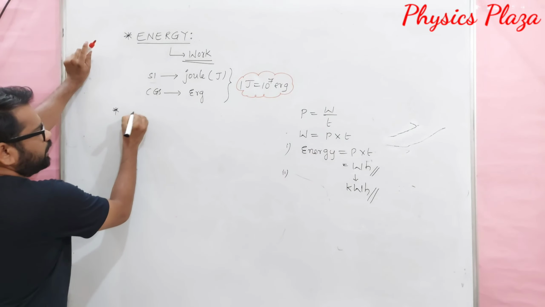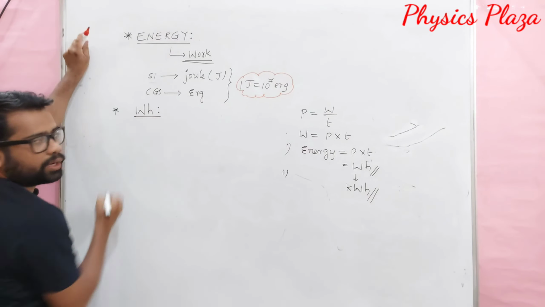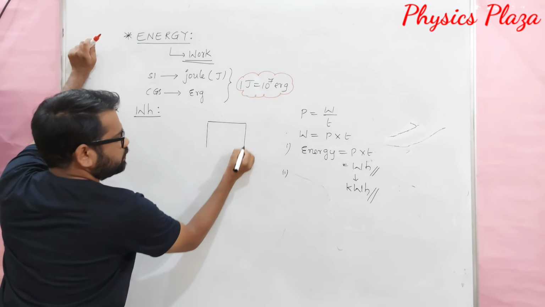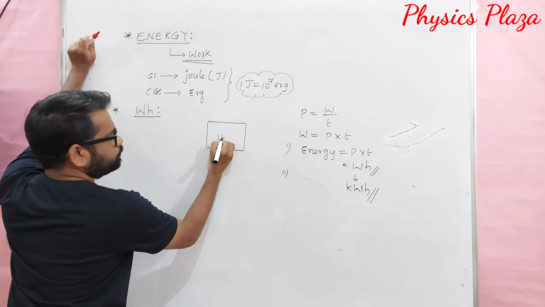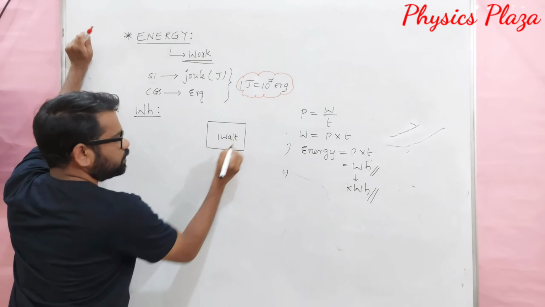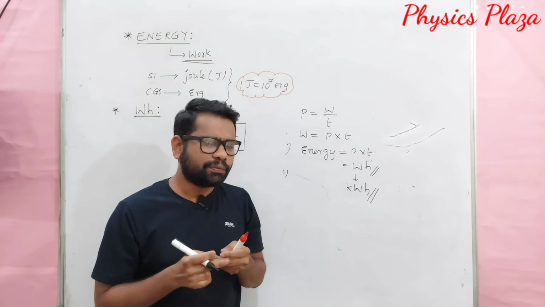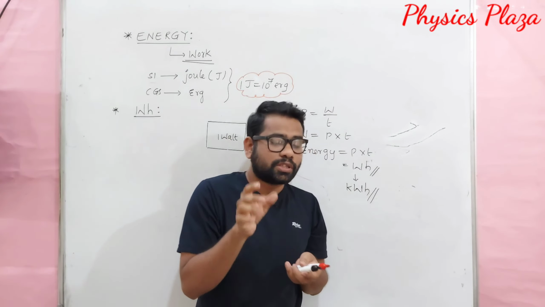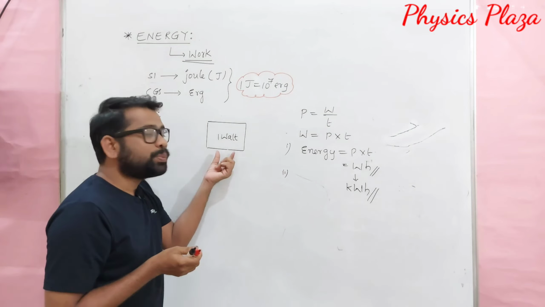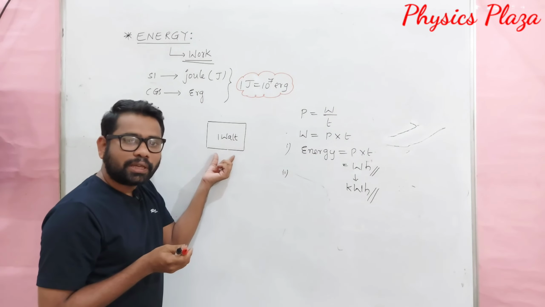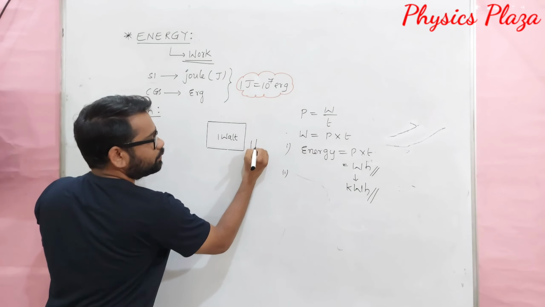Dear children, let us see watt hour. What is a watt hour? Let us take a particular machine. Its power is 1 watt. So definitely when this machine is operated, it can spend some energy. So the energy spent by this machine of power 1 watt in 1 hour.